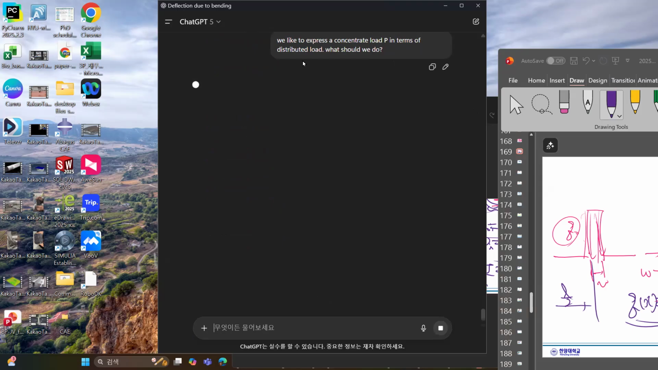자, we like to express a concentrated load in terms of a distributed load. What do you need to do? Let's say, I'm almost sure that it will give us the delta function, because the delta function is the way of expressing the concentrated load.